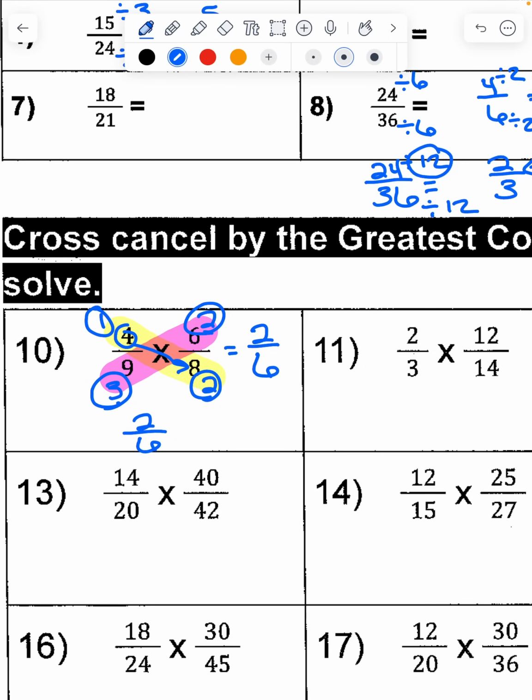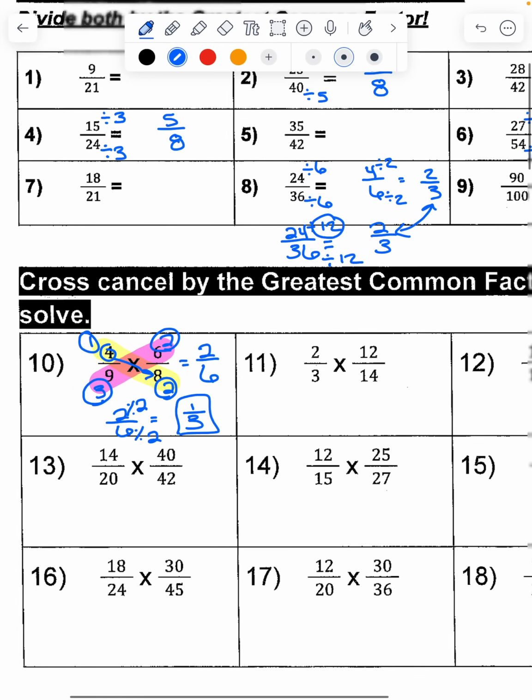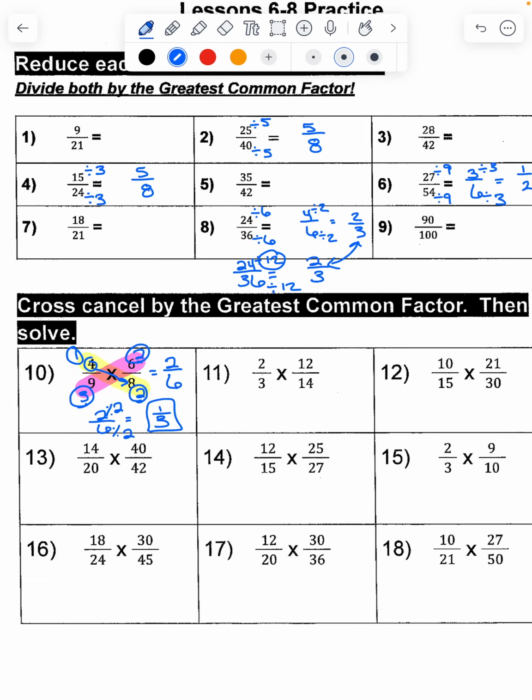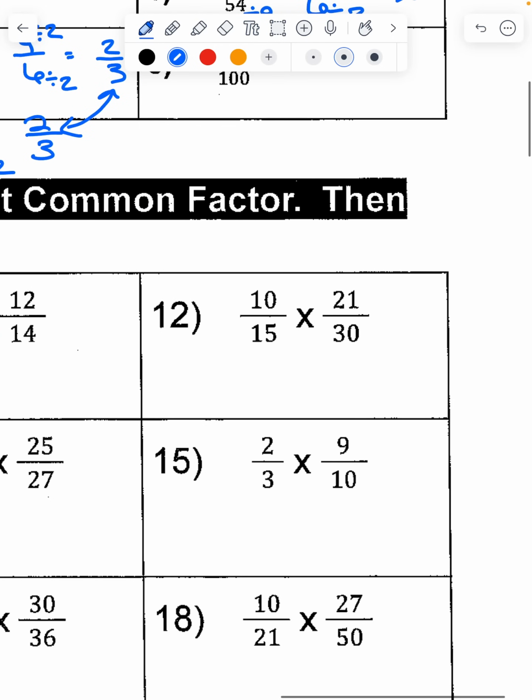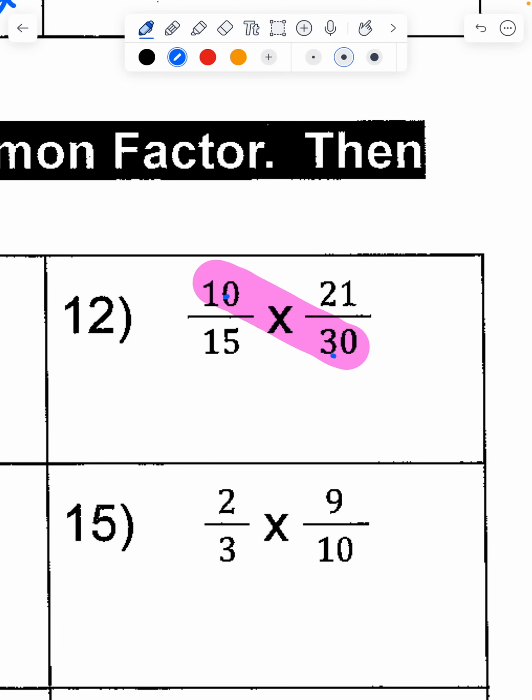So 1 times 2 is 2, and 3 times 2 is 6. Now, unfortunately, 2/6 is still not in simplest form, right? Because 2 can go into both numbers evenly. So 2 goes into 2 once, and 6 divided by 2 is 3. So we have 1/3. Let's go to number 12. I'm going to look diagonally. If I go this way, that smaller number 10 does go into 30, so I'm going to use the number 10. 10 goes into 10 once. 10 goes into 30 3 times, so we can simplify.